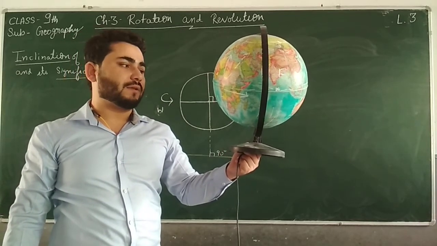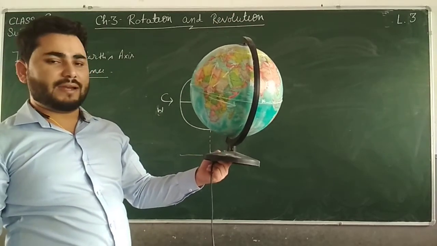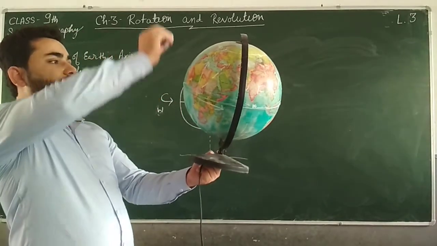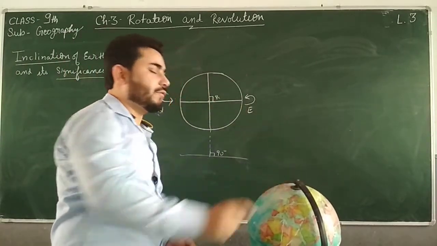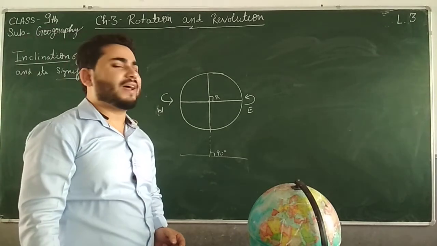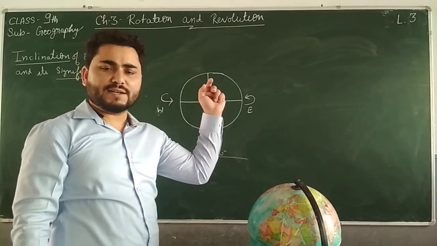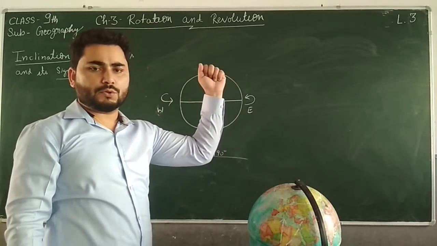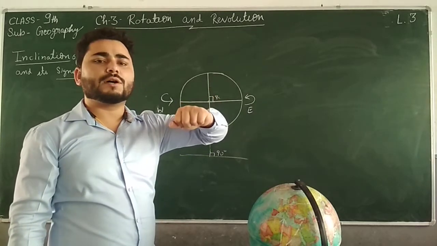Okay, but the axis of the earth's rotation is not vertical or perpendicular, but it is inclined at an angle of 66 and a half degree, and hence it is tilted from the perpendicular by 23 and a half degree. So if the question comes, what is the tilt in the earth's axis, then you will write 23 and a half degree. Earth's axis is tilted by 23 and a half degree from the perpendicular to the plane on which earth is rotating.